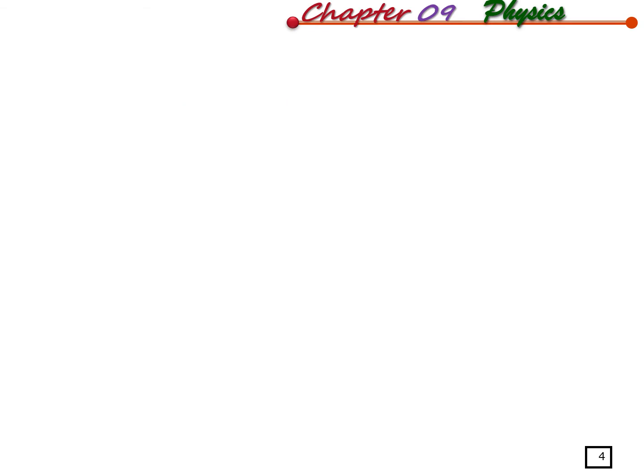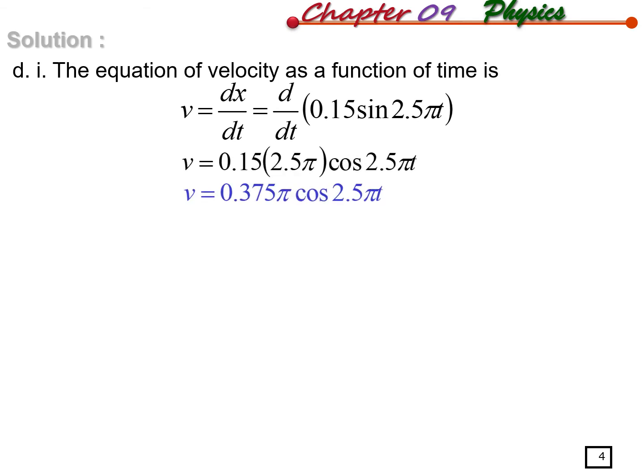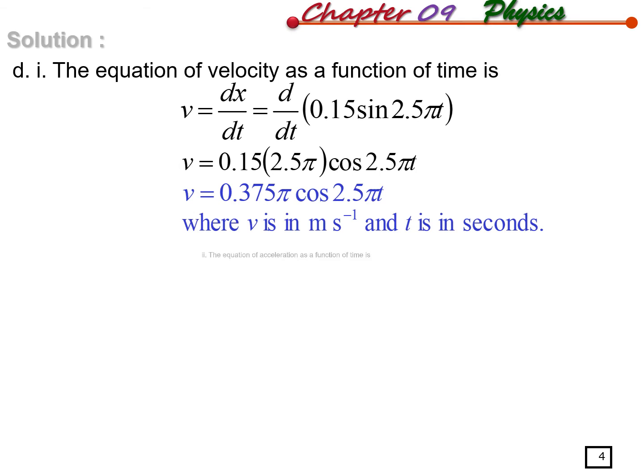So for the equation of velocity as a function of time, what you have to do is differentiate, dx over dt, which will end up with the equation of velocity equivalent to 0.375 pi cos 2.5 pi t, where v is in meter per second and t is in second.